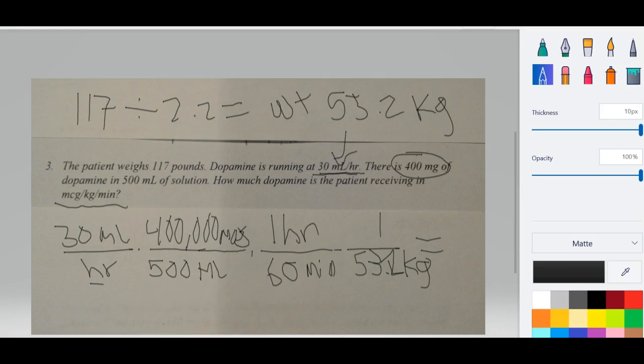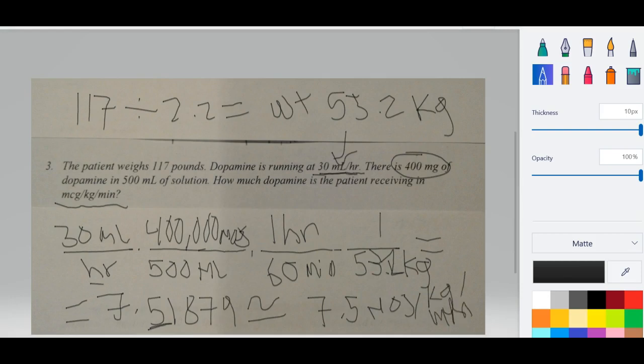That will give us 7.51879. But again, we're going to round to the tenths. So that'll give us 7.5 mics per kilo per minute. Alright, so that's the answer you should have got.